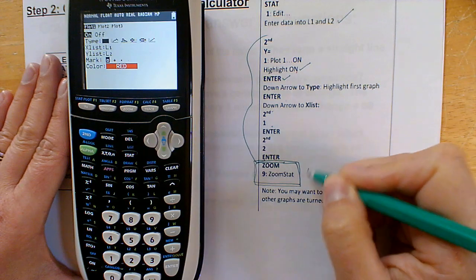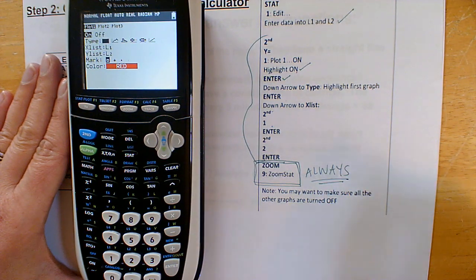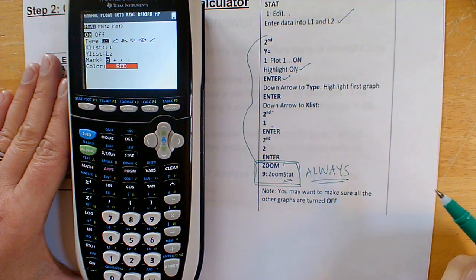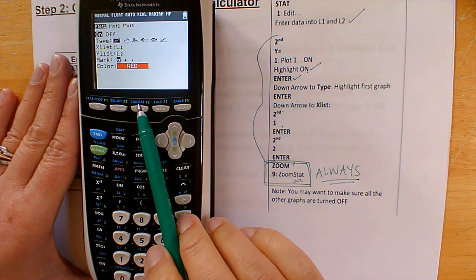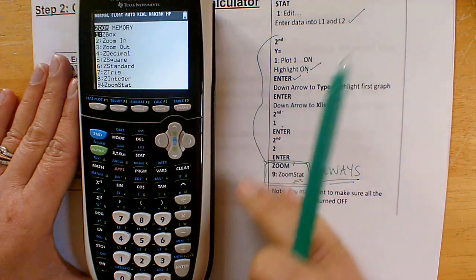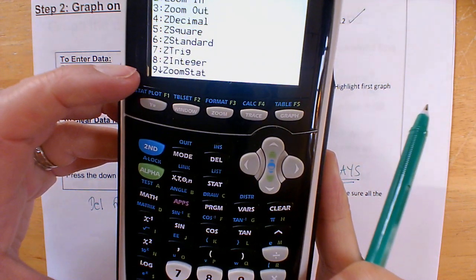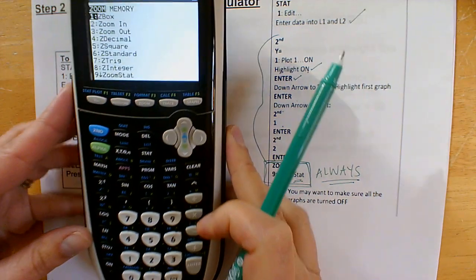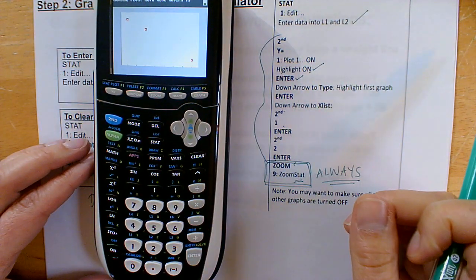You always have to do these because you always want your data to zoom in to your statistics. So what we have to do is press the zoom key, which is this middle key right here. You press zoom. And then if you notice in your menu, you have number 9, zoom stat. That means that you want to zoom into your statistics. So you don't have to scroll down. You can just simply push the number 9.